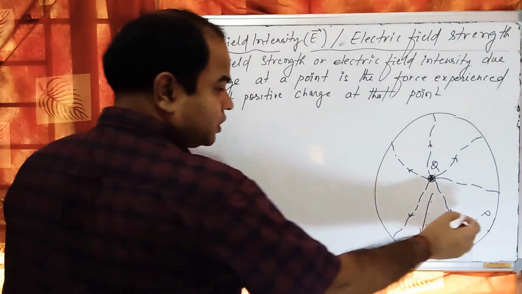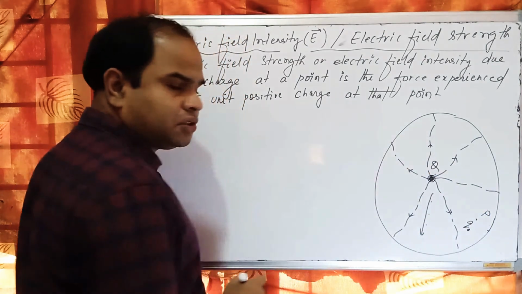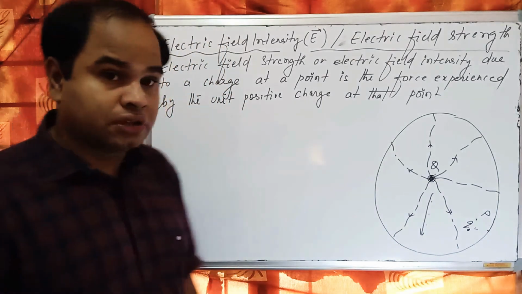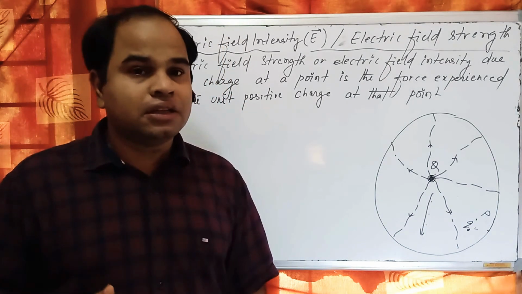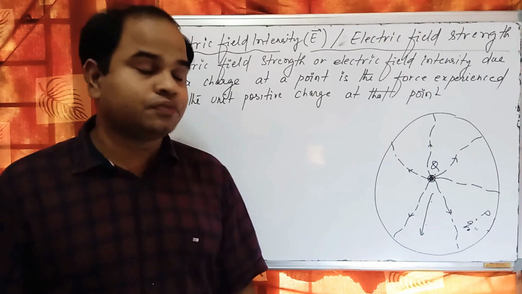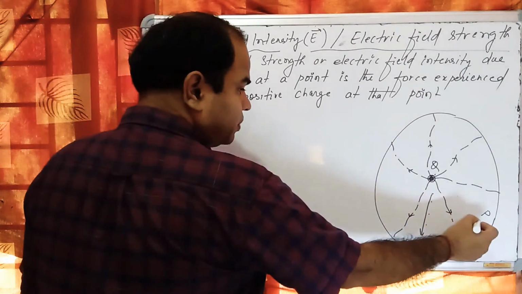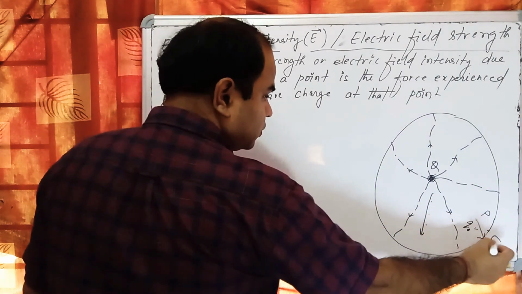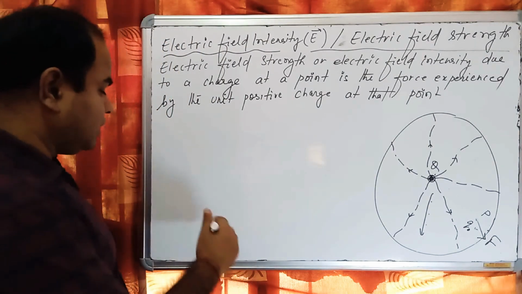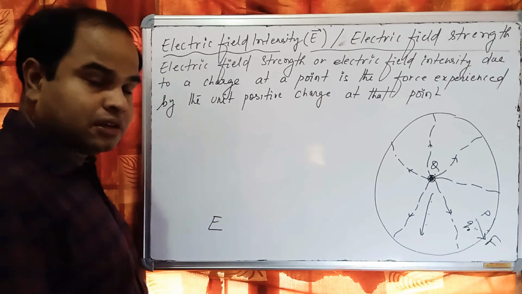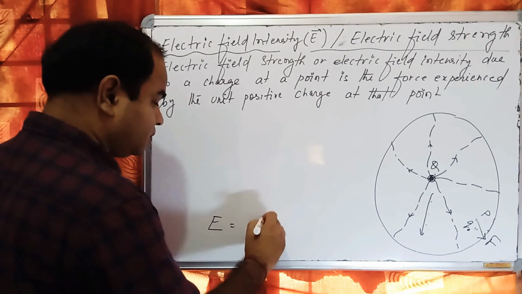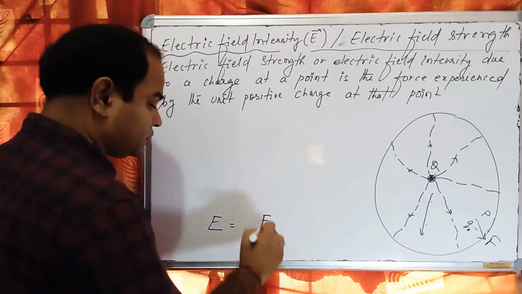Again, consider a point P which is some distance from the charge, and let us put a test charge at that point. What is a test charge? It is a very small charge, and a test charge never creates its own electric field. The test charge placed at point P will experience a force in this direction. So we can say the electric field strength at point P is the force experienced by the test charge.